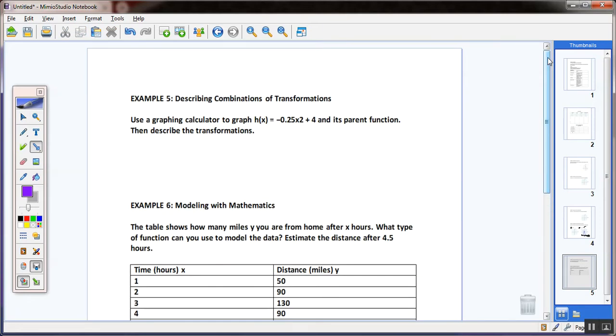I screwed up here a little bit. You might want to make sure you understand this 2 right here was supposed to be an exponent. So this should be h of x equal to negative 0.25 x squared plus 4. Okay? That's what that should be right there.